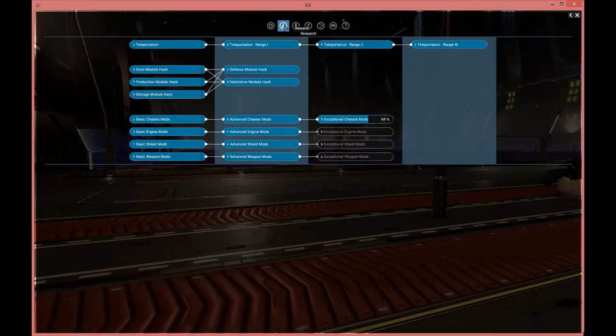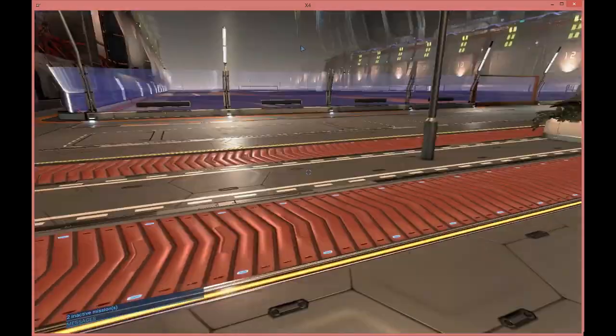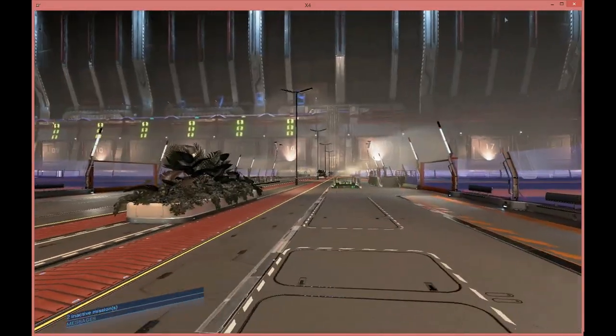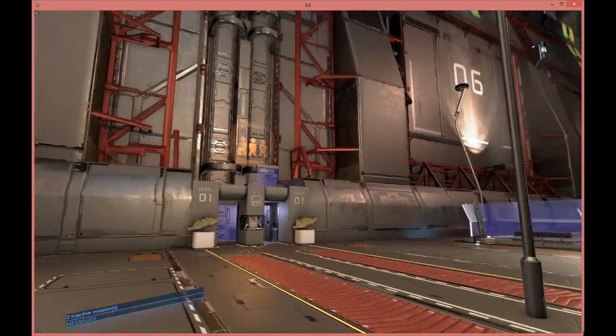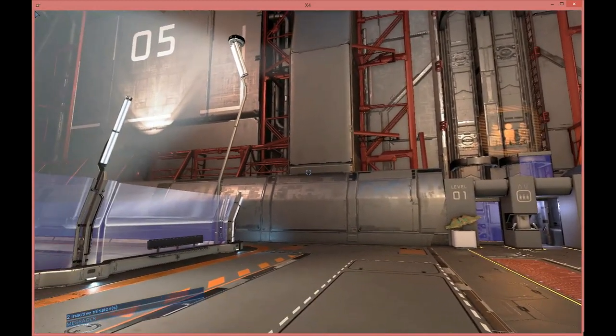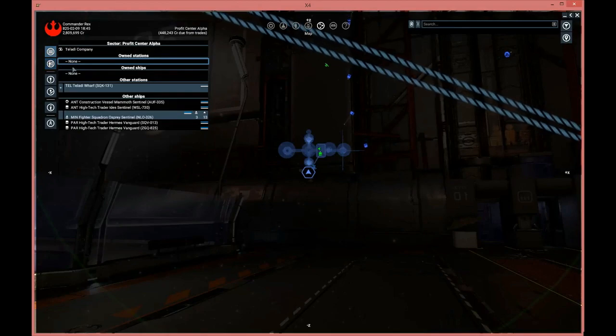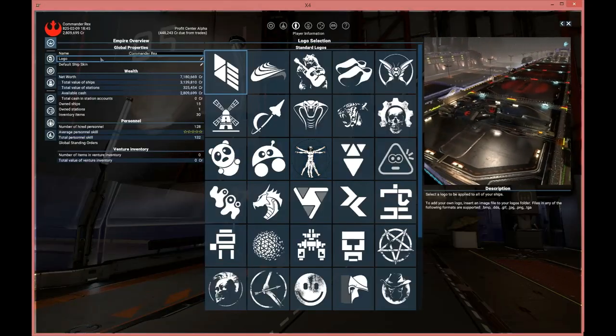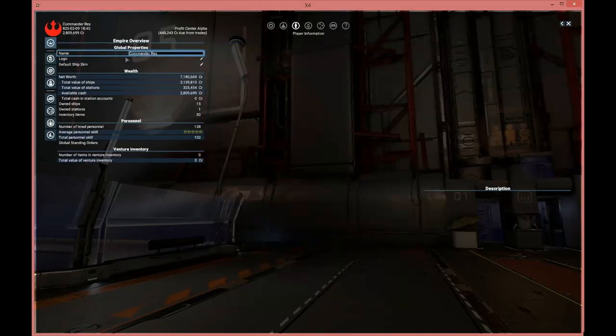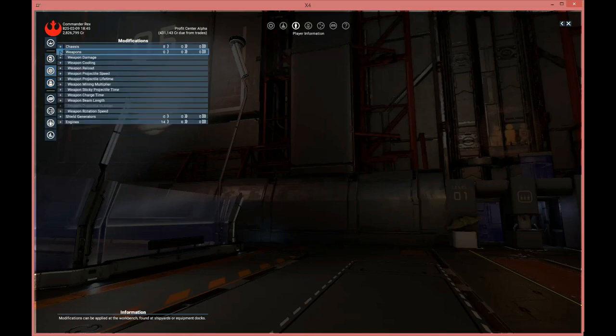All right, guys. So that's a quick update on how things are working and what's going on with the Empire. I do want to see one thing here. Yeah, Commander Rex's Empire. One thing I wanted to see. Let's see here, inventory. Oh, there's modifications.